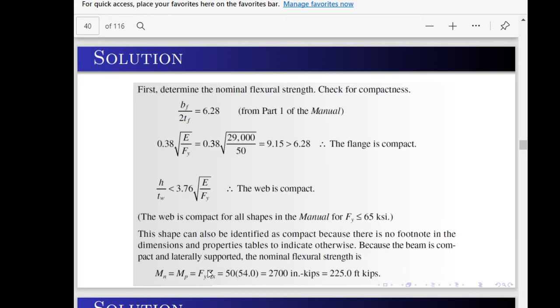otherwise. Because the beam is compact and laterally supported, the nominal flexural strength is, no, since the beam is compact and laterally supported, meaning it will not fail before yielding. No, it will reach the plastic limit state. So meaning your nominal strength is equal to your plastic moment, no? Nominal moment is equal to your plastic moment, so that means Fy times the plastic section modulus.